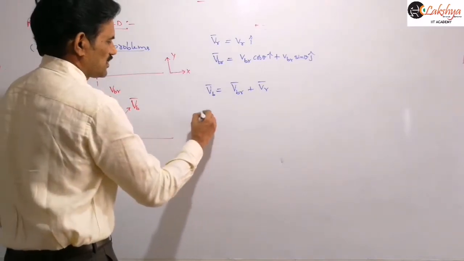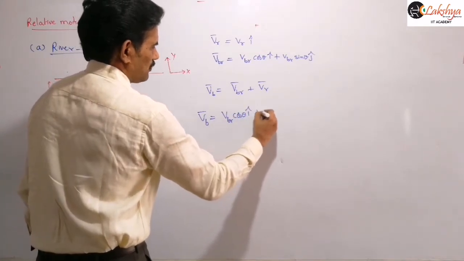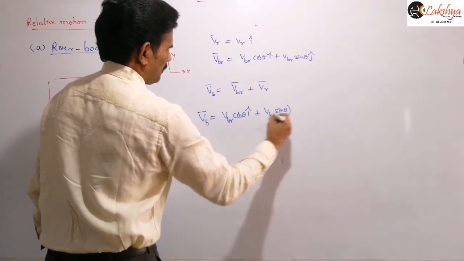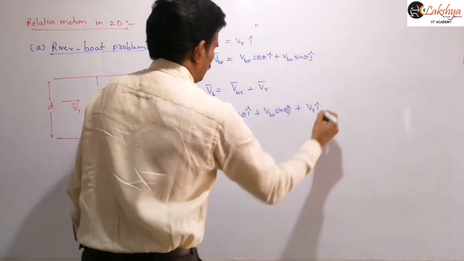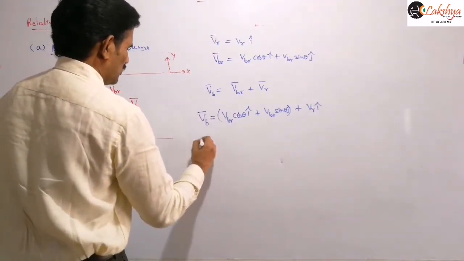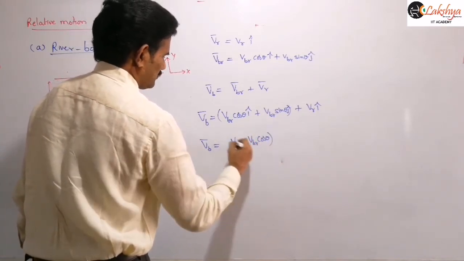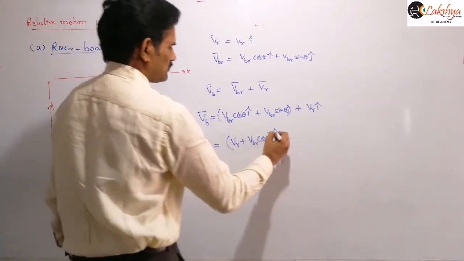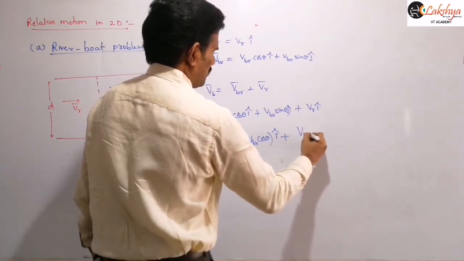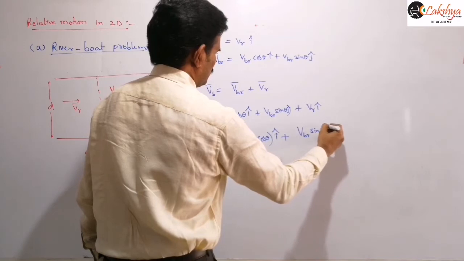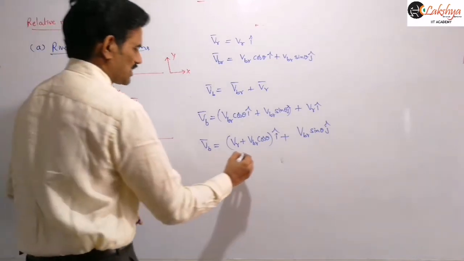And now here let us see this velocity of boat, I can write this as VBR cos theta i cap plus VBR sin theta j cap plus VR i cap, or let us take i cap common here, therefore we can express this as VR plus VBR cos theta i cap, this is totally our i cap here, plus VBR sin theta j cap, right? So that is x and y components of this VB here. So this is our total x component here.